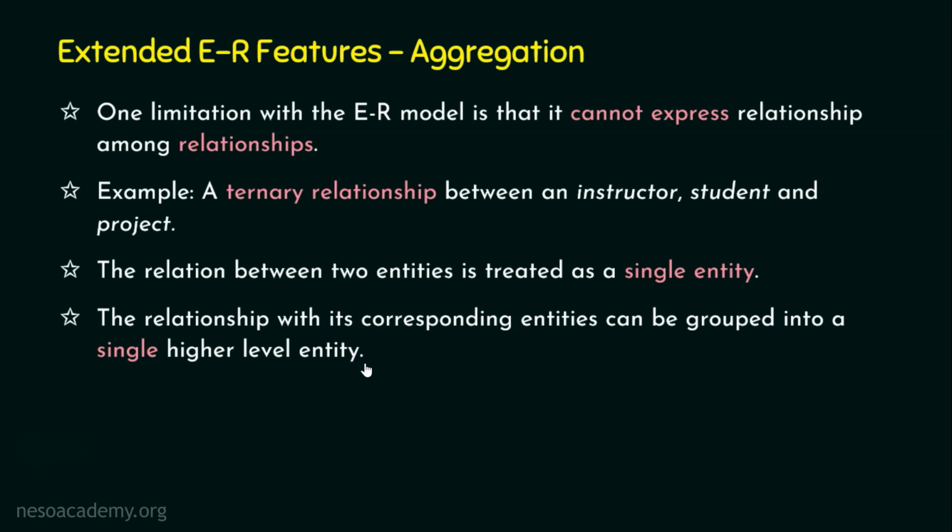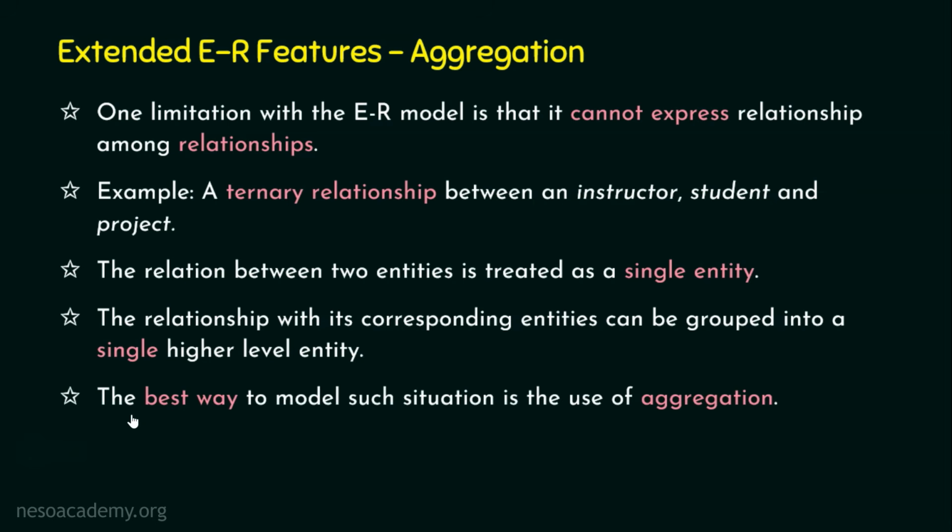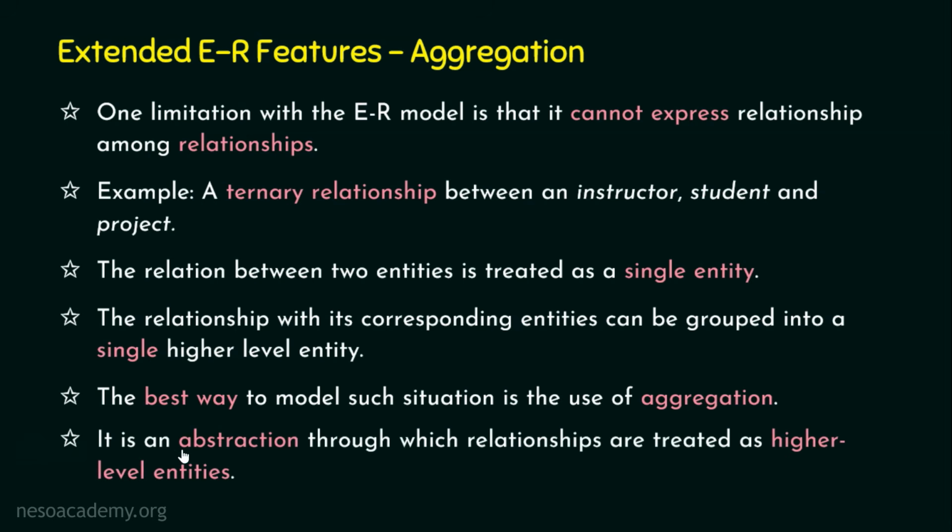The relationship with its corresponding entities can be grouped into a single higher level entity. So when we want to have a ternary kind of relationship, then the best way to model such situation is the use of aggregation. So ideally what happens? This single higher level entity is actually abstracting one level of relationship, right? It's hiding the complexity. So it is basically an abstraction through which relationships are treated as higher level entities, because the relationship between instructor and student is going to be viewed as a single entity by this entity using a new relationship. So this portion is actually abstracted. That is what this point says.